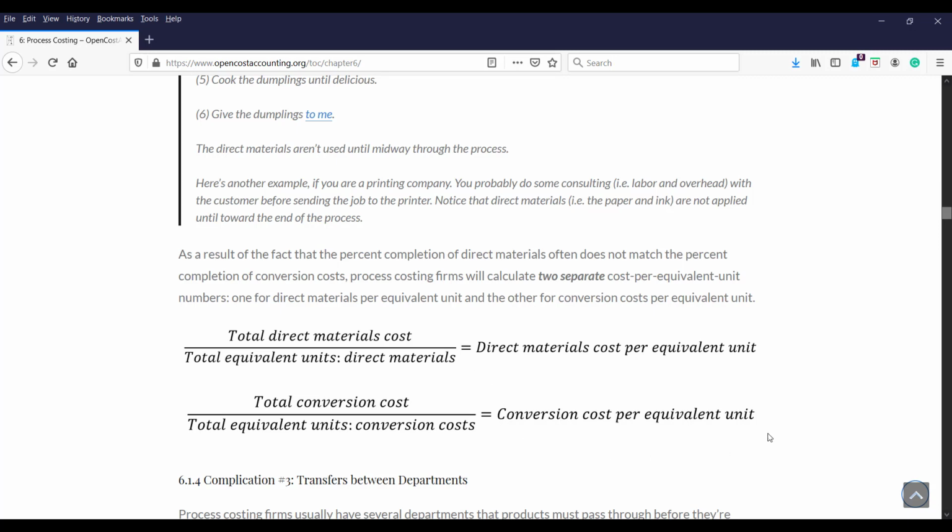And you need to make sure that you apply the appropriate conversion cost per equivalent unit here because they're only 50% complete with respect to conversion costs. So you've got to keep them separate so that you can properly apply the costs later.